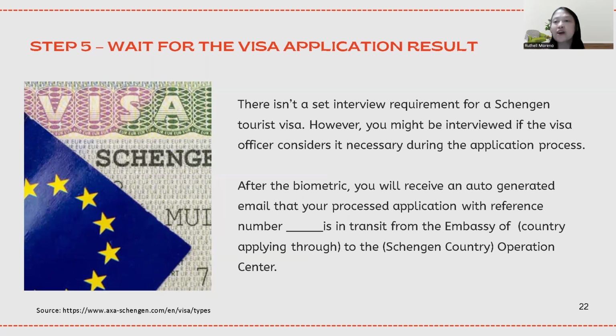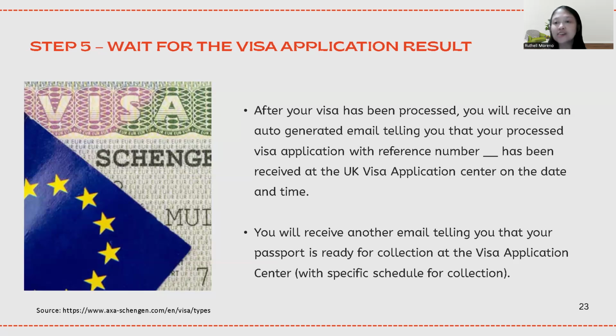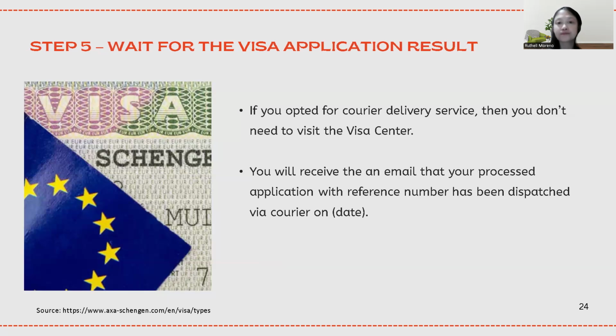So after the biometric, you will receive an auto-generated email that your processed application with reference number is in transit from the embassy of the country you're applying through to the operations center. Next, after your visa has been processed, you will receive another auto-generated email telling you that your processed visa application with reference number has been received at the Visa Application Center on the said date and time. You will receive another email telling you that your passport is ready for collection at the Visa Application Center with specific schedule for collection.